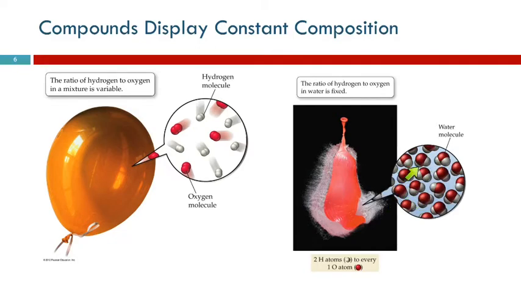The water also contains hydrogen and oxygen, but all the particles are the same. They are water molecules, and there's always one oxygen to two hydrogens. It's a definite proportion. This is a compound. This is a mixture. Any questions?